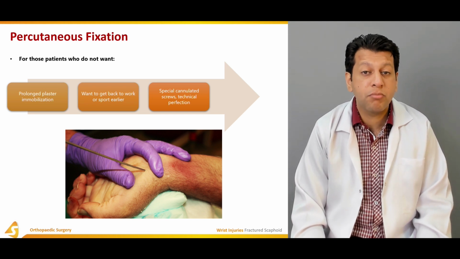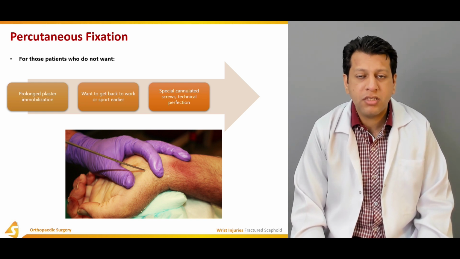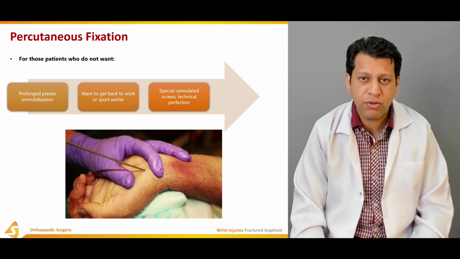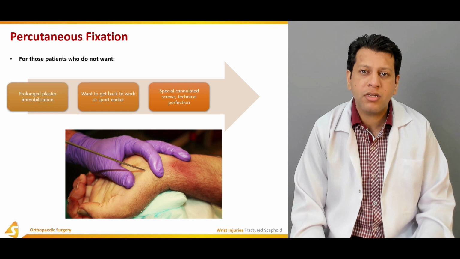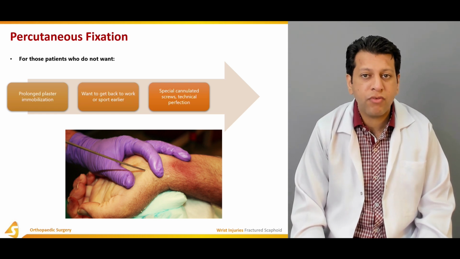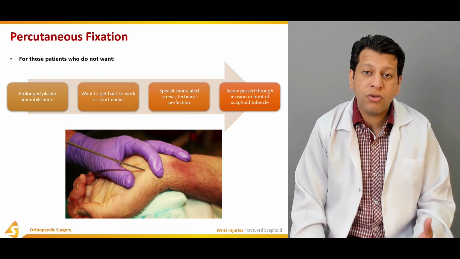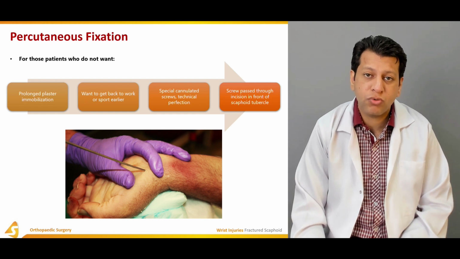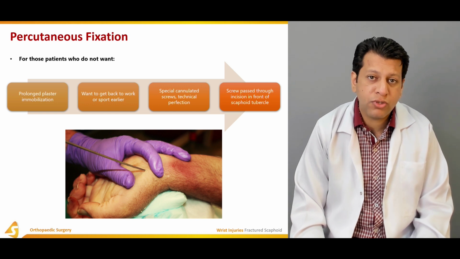This is called a Herbert screw or headless screw, which is inserted into the scaphoid under the guidance of a fluoroscope. Once the fracture is reduced, first convert a displaced fracture into a non-displaced fracture, and then a Herbert screw or a headless screw can be inserted into the scaphoid fracture percutaneously. It's called a CRIF, closed reduction internal fixation with percutaneous screw. But that is reserved only for athletes or those who want to return to sports early.